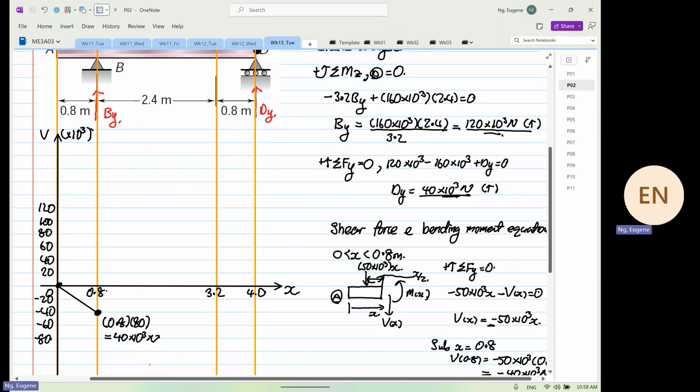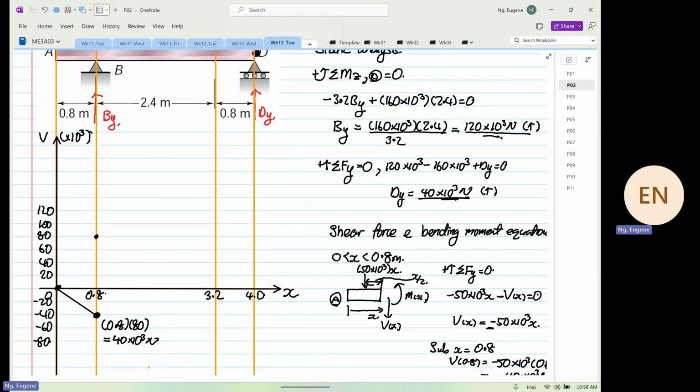Now at point B, we are going to push it up by 120. So over here, this is our next point. How we get our next point is 120 times 10 to the power minus 3, minus 80 times 10 to the power 3. So this point is equal to what? 80 times 10 to the power 3.